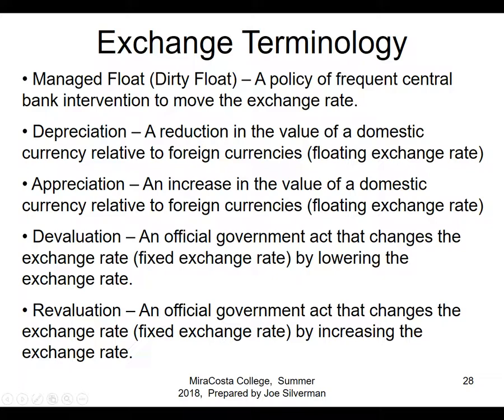And then if we're talking about fixed exchange rate currencies, if the government comes out one day and says the official exchange rate is now lower than it was before, then we say that the country's currency has been devalued. If, on the other hand, again, we're talking about a fixed exchange rate system, and the government comes out and says the official exchange rate between our currency and this other currency is now greater than it was the day before, then we call that a revaluation.